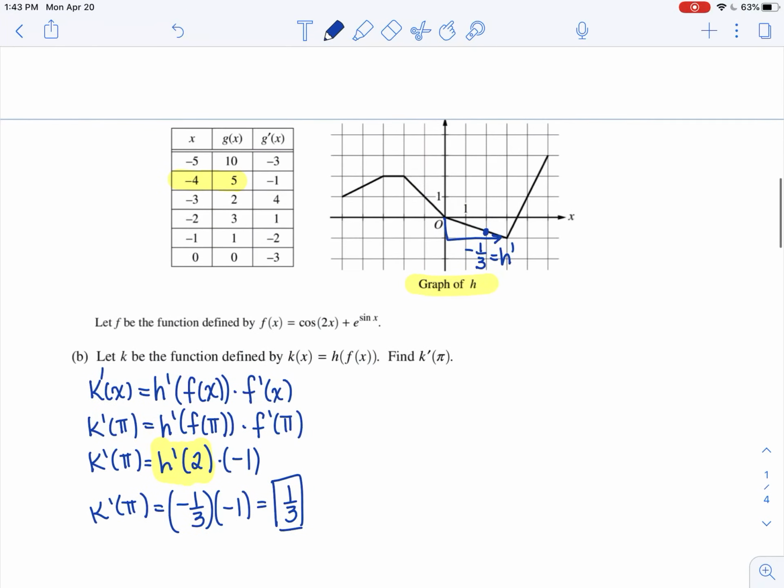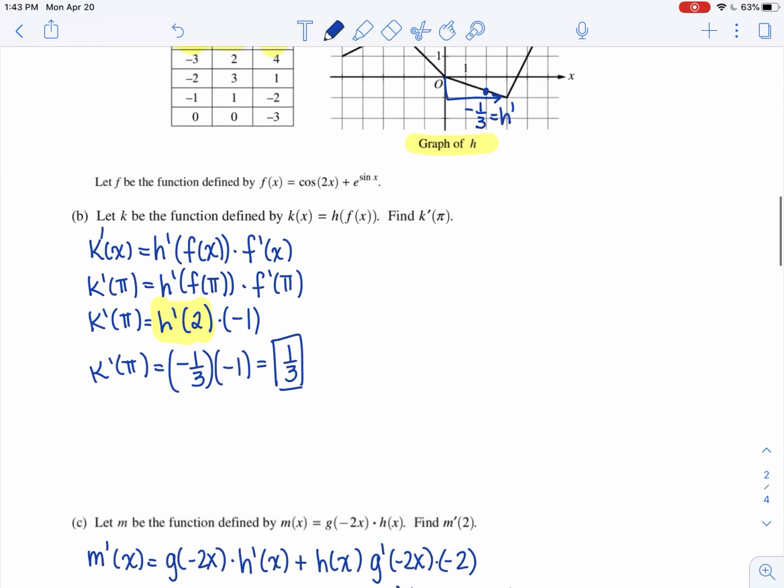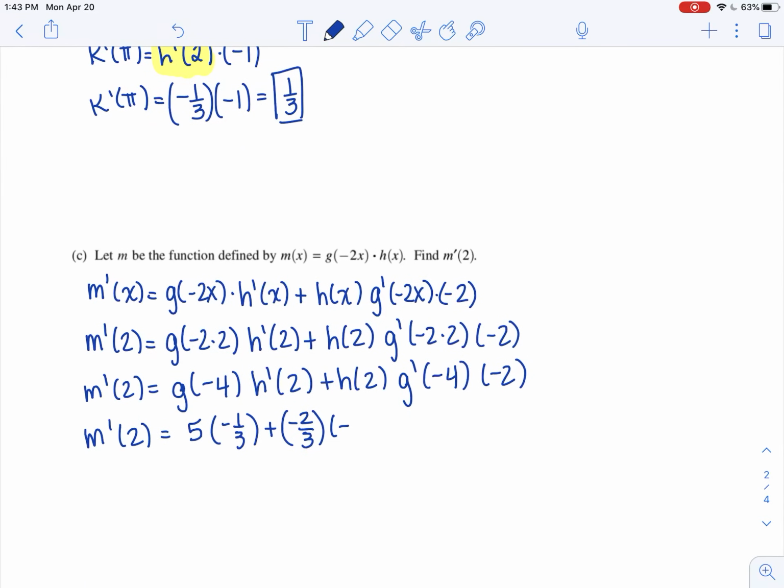Okay, and then finally g prime of negative 4. So I go to negative 4. I need my g prime value this time, so negative 4. G prime has a value of negative 1. Okay, and then obviously don't forget about the negative 2 that was on the end. So the rest of this is just a matter of kind of just cleaning up and simplifying.